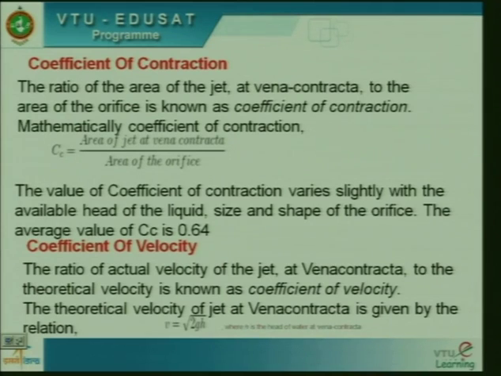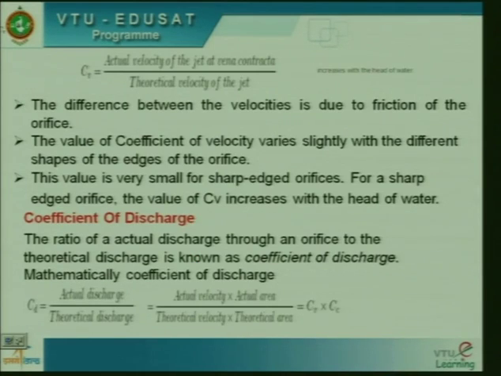Come to the next one, coefficient of velocity. Coefficient of velocity is the ratio of the actual velocity of the jet at Vena Contracta to the theoretical velocity. Now I said this theoretical velocity is given by root of 2gh, and h is the head of water at Vena Contracta. This is what I mentioned here. CV is equal to the actual velocity of the jet at Vena Contracta to the theoretical velocity of the jet.